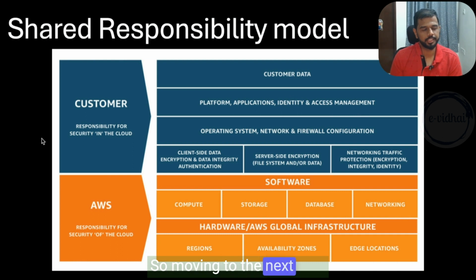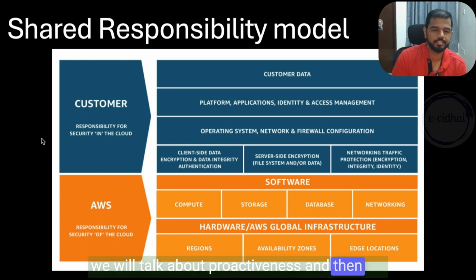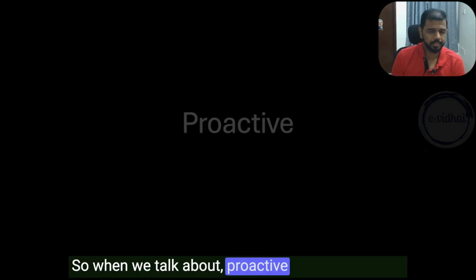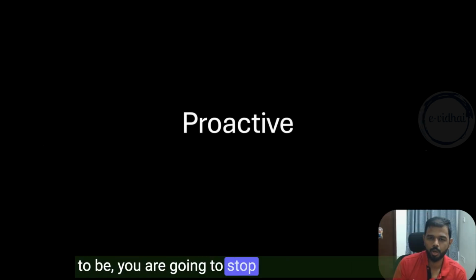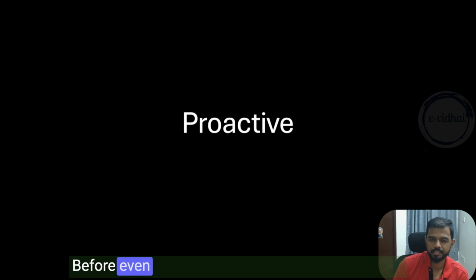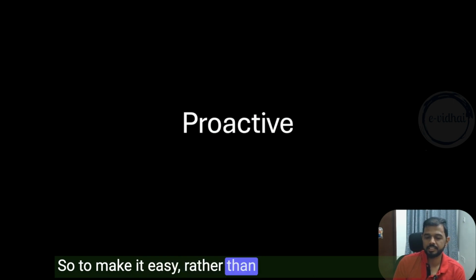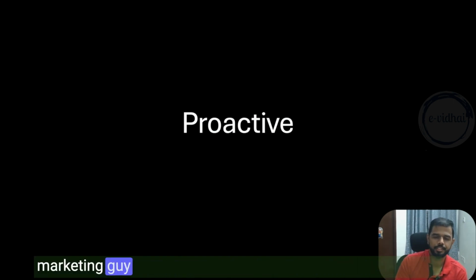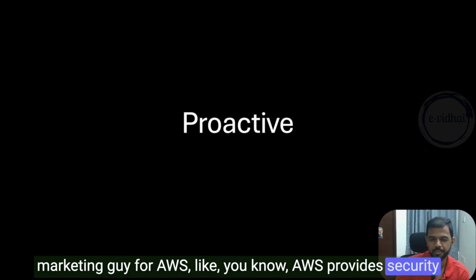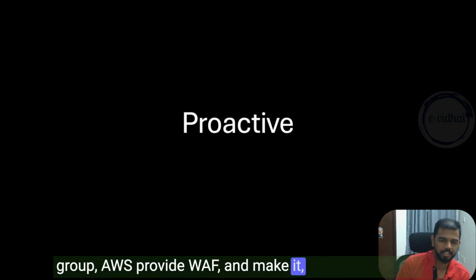Okay, moving to the next one, we will talk about proactiveness, and then we will cover the reactive services which AWS offers. When we talk about proactive services, you are going to stop any attack or breach before it even happens, or if it's detected, you are going to stop it then and there. To make it easy, rather than just being a marketing guy for AWS, AWS provides security groups, AWS provides WAF, and make it more theoretical.